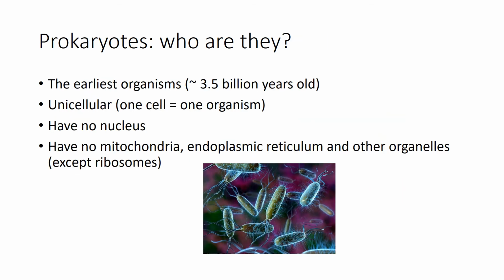Just to summarize again, prokaryotes are the earliest organisms. They appeared hypothetically about 3.5 billion years ago. They're unicellular, they have no nucleus, and importantly, they do not have membranous or membrane-bound organelles. If you recall from Biology 1, you studied a typical cell, right? And your instructor probably told you stories about the nucleus.